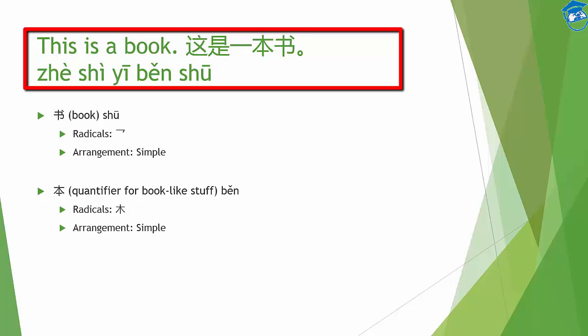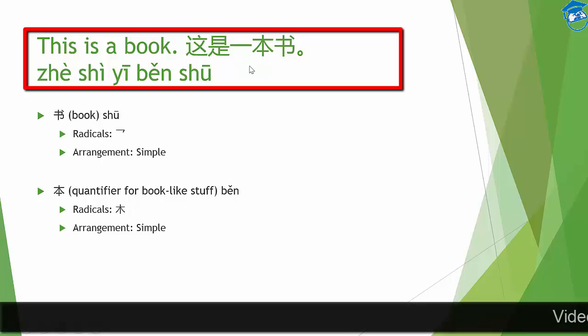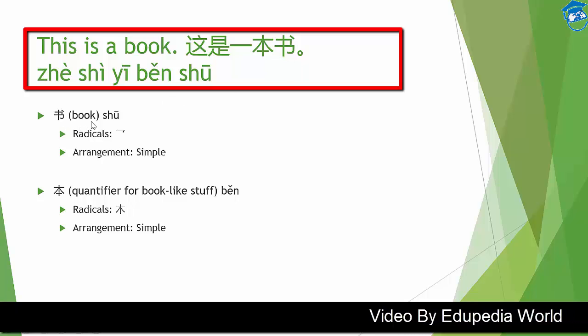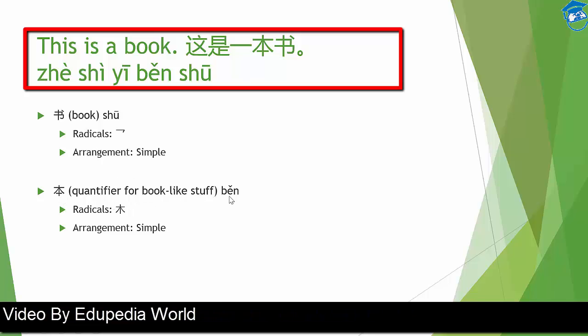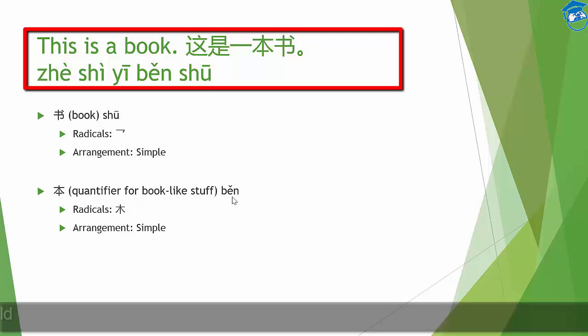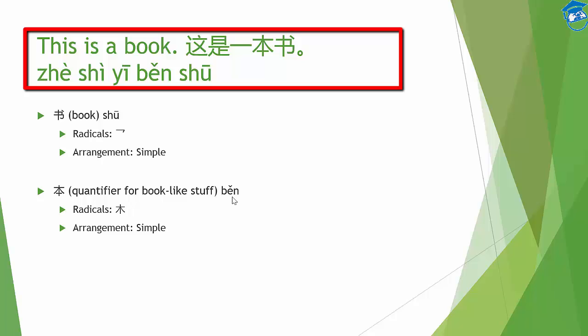So here I'm going to give an example of how we use a quantifier. In this case, I just want to say this sentence, this is a book. So in Chinese, we say 这是一本书. Okay, so you have known these first three words. We have covered it previously. It's just that we do not know the last two words. So 书 is book and 本 is a quantifier for book-like stuff. For example, magazines, novel, a guidebook, anything that's like a book, then we use this quantifier before we talk about the object.